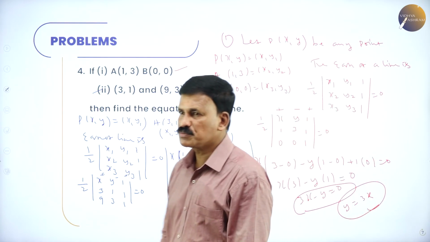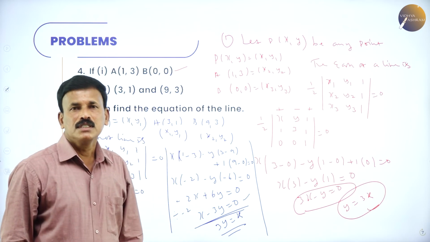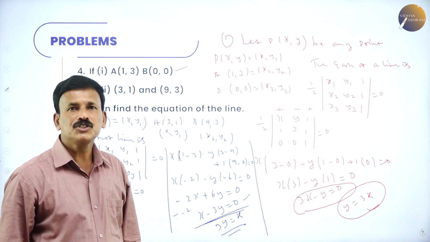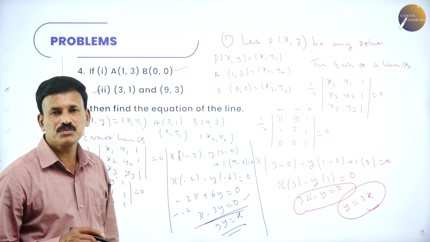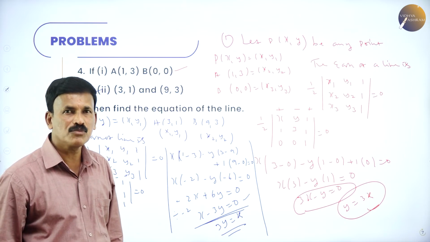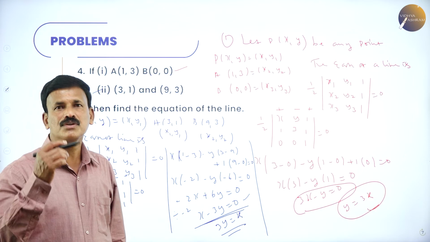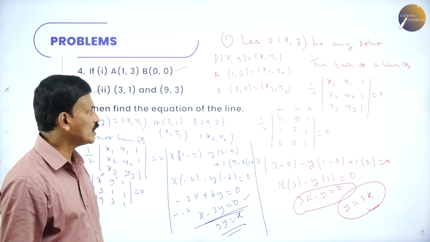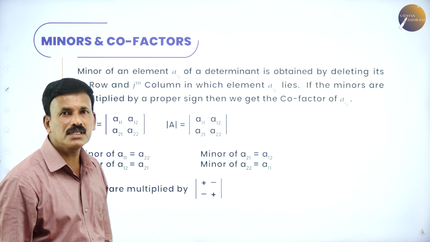These are the problems based on area as well as the equation of a line. For these two types of problems, the formula is the same: half into the determinant x1, x2, x3; y1, y2, y3; 1, 1, 1. Now, let us come to the next concept.